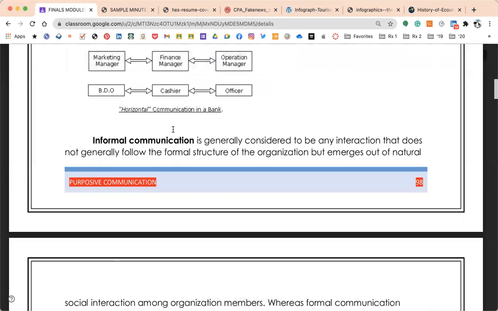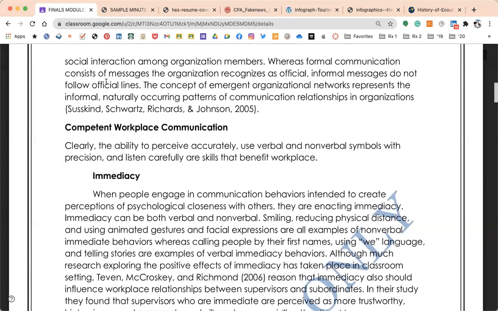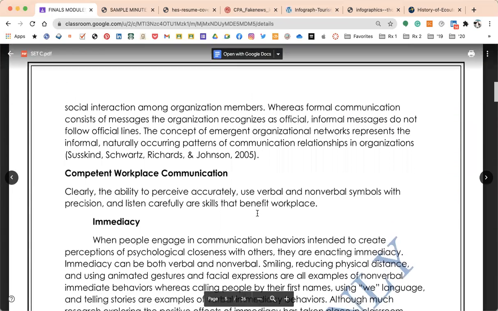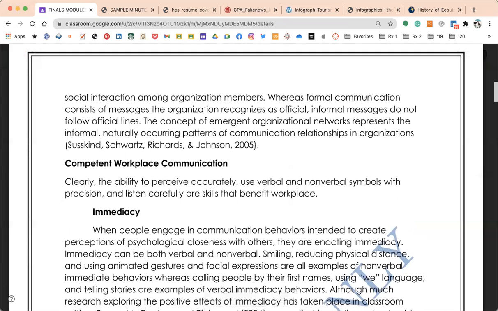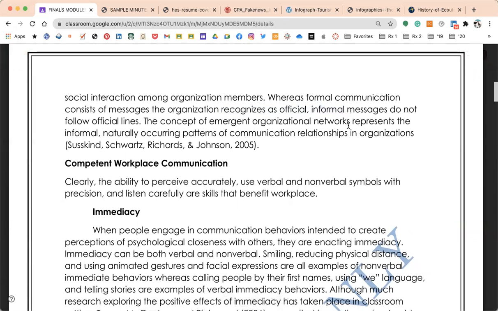The informal, of course, is interaction that does not follow the formal structure of the organization. Anything that is not in the structure is informal communication. Formal communication consists of messages the organization recognizes as official, but informal messages do not follow official lines. The concept of emergent organizational networks represents the informal, naturally occurring patterns of communication relationships in organizations.